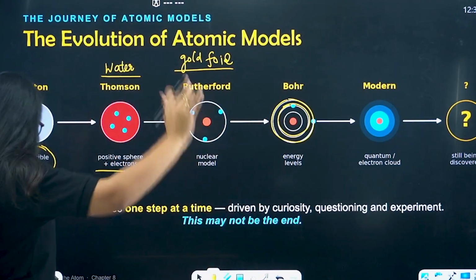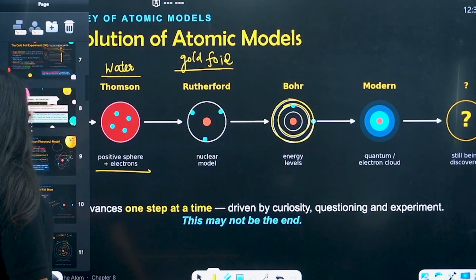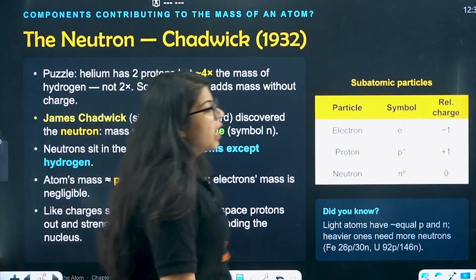Okay, that's a part if you choose to study it in your graduation, in your post graduation. Okay, last thing, beta, was your neutron. Then James Chadwick ji came.